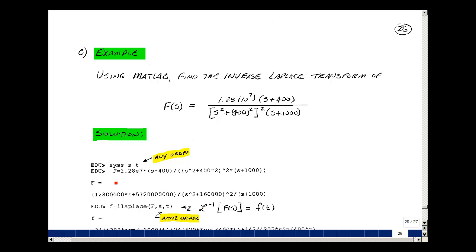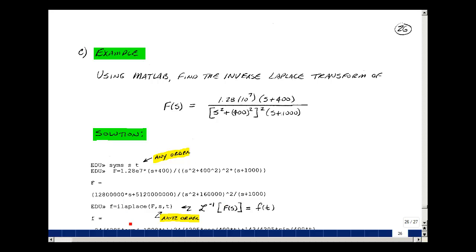Our function, type now F is equal to 1.28 e to the 7th times the quantity s plus 400 divided by the overall quantity, inside of which is s squared plus 400 squared, and that quantity squared, times s plus 1,000, and then ending that denominator quantity. When you hit enter, it echoes back what you typed, and you can check for any typing mistakes.